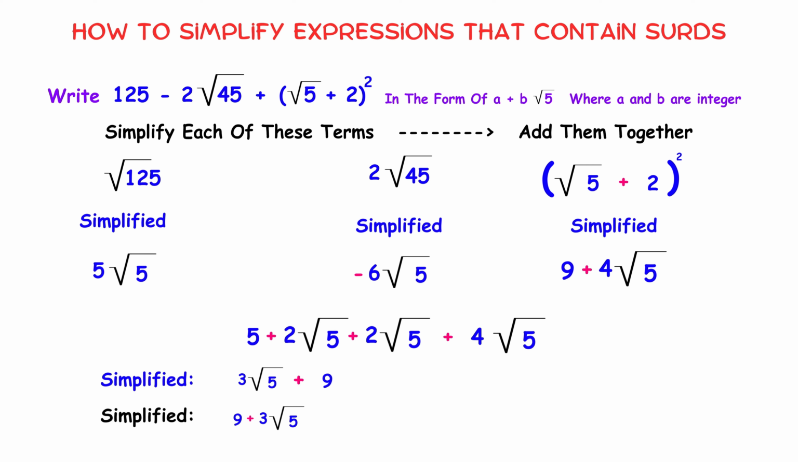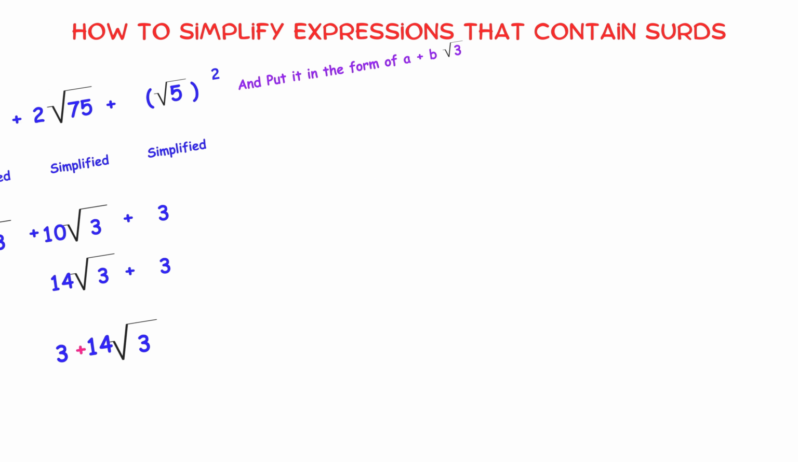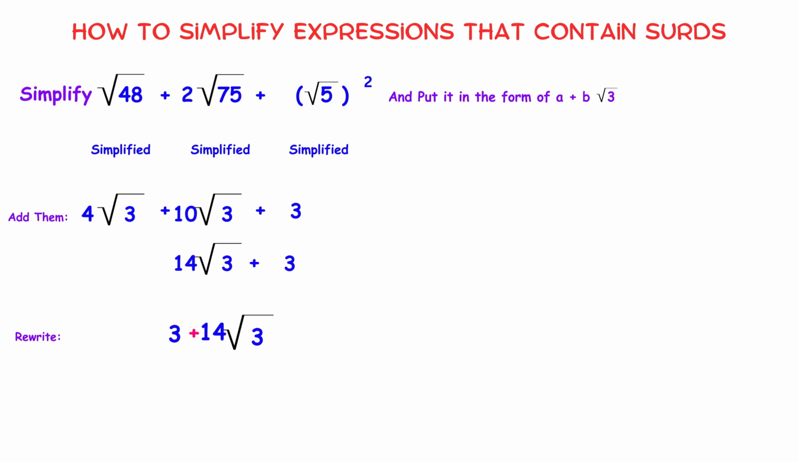Before we finish, let's run through one more quick example, but without all the workings this time. So for this question here, we're trying to simplify root 48 plus 2 root 75 plus root 3 squared and put it in the form of a plus b root 3. So if we simplify root 48, we get 4 root 3. If we simplify 2 root 75, we get 10 root 3. And if we simplify root 3 squared, we just get 3, then we can add these three terms together. So 4 root 3 plus 10 root 3 plus 3, and that will give us 14 root 3 plus 3. But remember, because we want it in the form of a plus b root 3, we're going to switch this around and rewrite it as 3 plus 14 root 3, which will be our final answer.